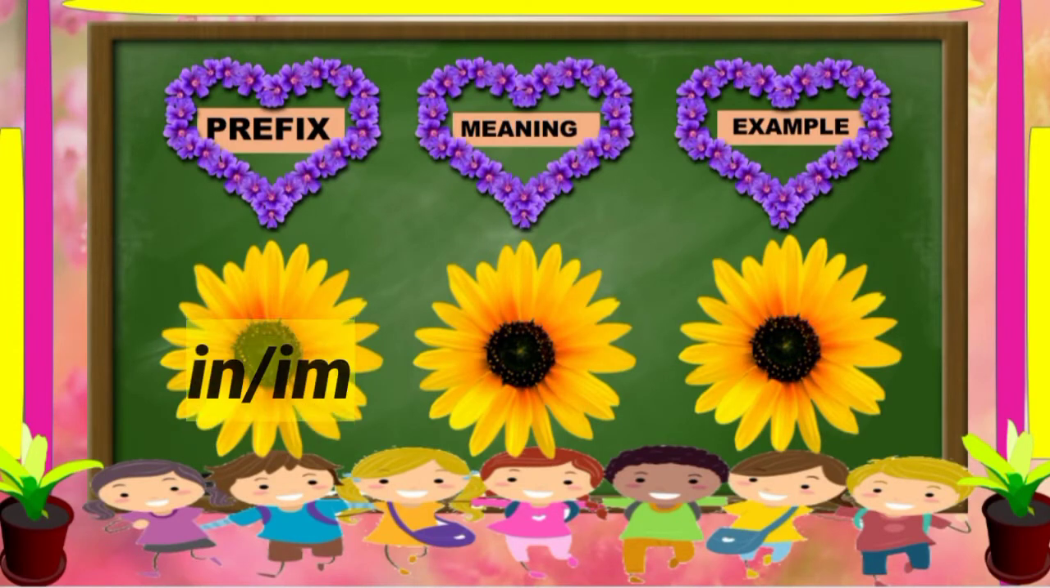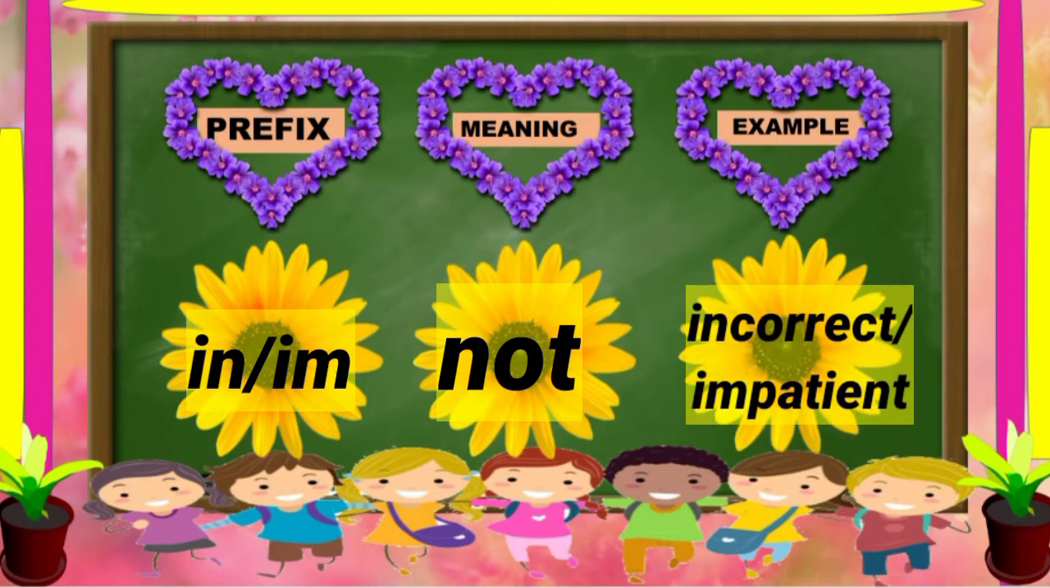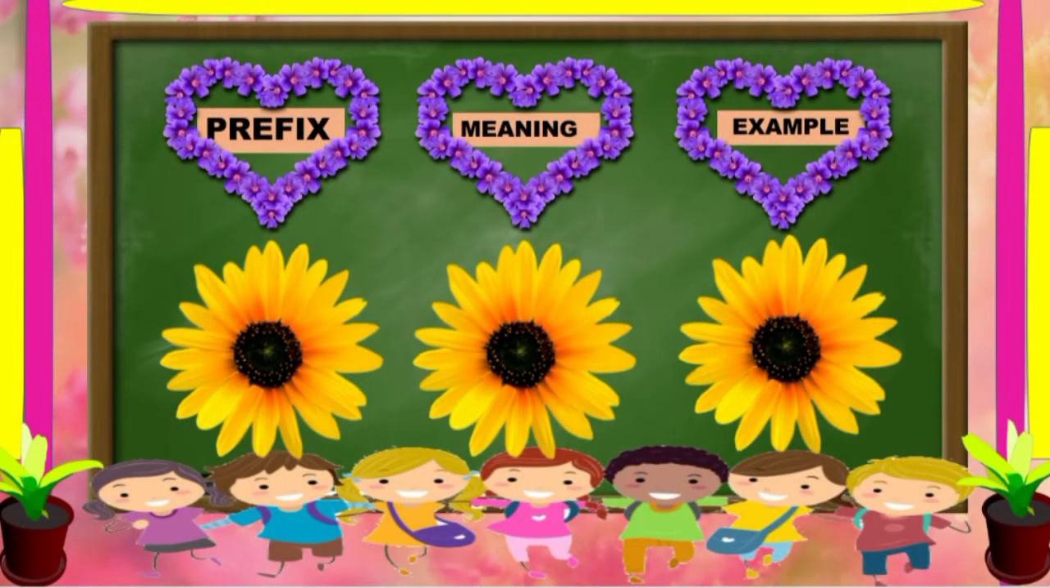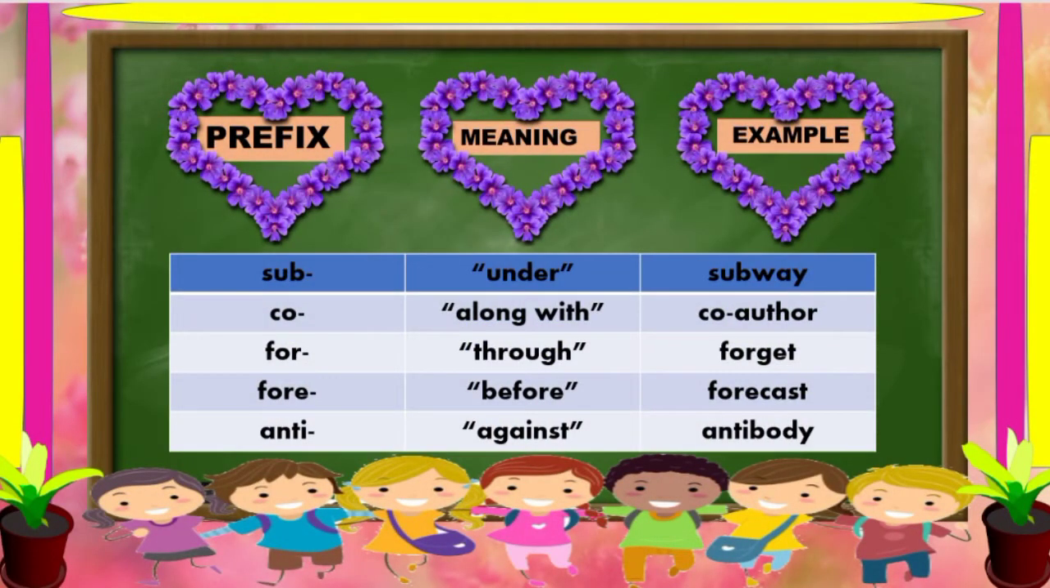Another, in or im, meaning not. Example, impatient, incorrect. Another prefix is pre, meaning before. Example, preview. Here are some other examples of prefixes. Sub, meaning under. Example, subway. Prefix co, meaning along with. Example, co-author. For, meaning through. Example, forget.